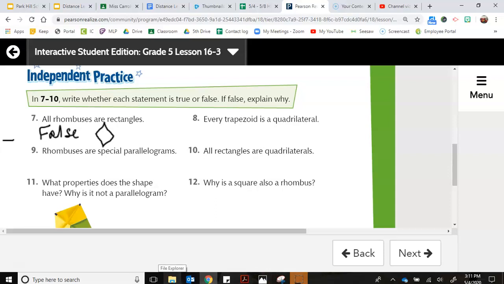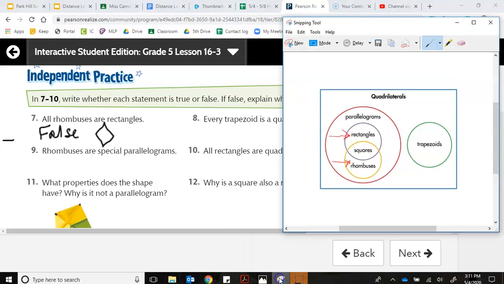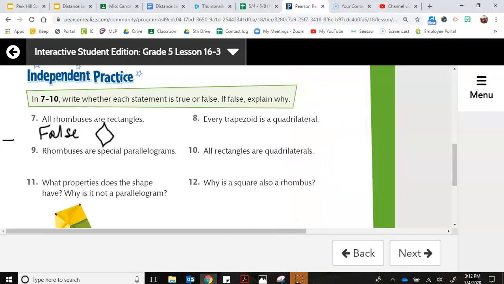Okay. Number 8, every trapezoid is a quadrilateral. Okay. Now I'm going to look over here. Are my trapezoids, are they all under quadrilaterals? Yes, that is true. All trapezoids have four sides. True.